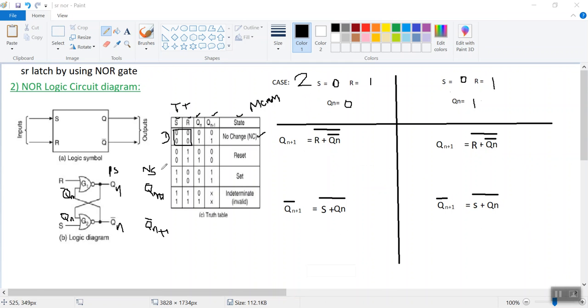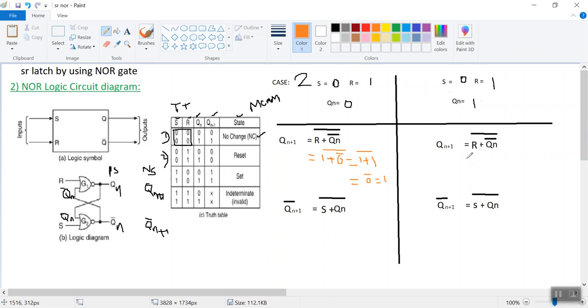So in this particular case 2, we can observe that S is equal to 0 and R is equal to 1. So that's what I put: S is equal to 0 and R is equal to 1. So in the first case, Qn is equal to 0 and in the second, Qn is equal to 1. Let us just substitute whatever values we consider in case 2. Where R is equal to 1, plus Qn value 0, 0 complement, so whole bar. So 1 plus 0 complement is 1 and whole bar. 1 plus 1 is 0, 0 complement, so here you are getting your value as 1.